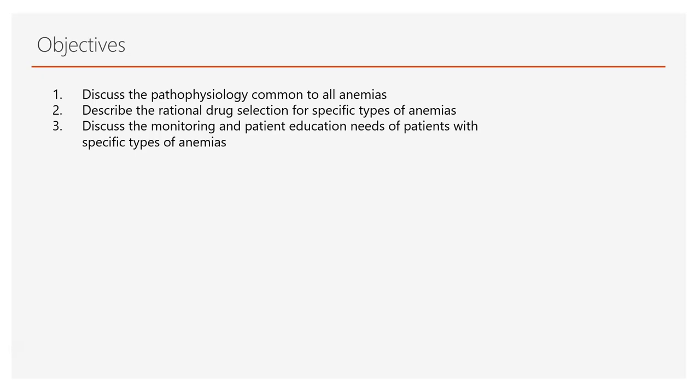Pathophysiology that is common to all anemias is iron deficiency anemia, folic acid deficiency anemia, pernicious anemia, anemia of chronic disease, and sickle cell anemia. The objectives of this brief lecture are to discuss the pathophysiology common to all anemias, describe rational drug selection for specific types of anemia, and discuss the monitoring and patient education needs of patients with specific types of anemia. Again, this lecture is brief. It is only focusing on anemias.